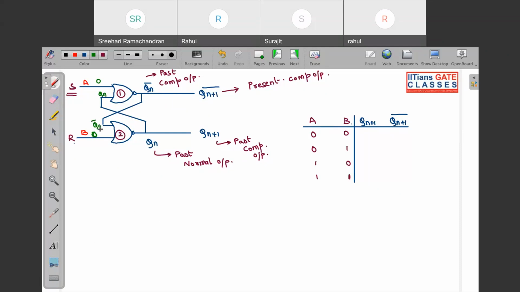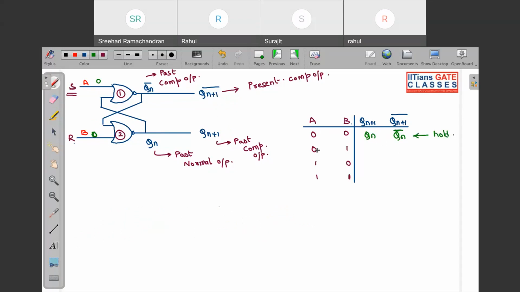So if I pass it from here, what will happen? Qn+1 will be equal to Qn, and Qn+1 complement will be equal to Qn complement. So this is known as your hold state. This state is known as your hold state when you put both the inputs of your NOR SR latch as 0 0. You will get hold state.